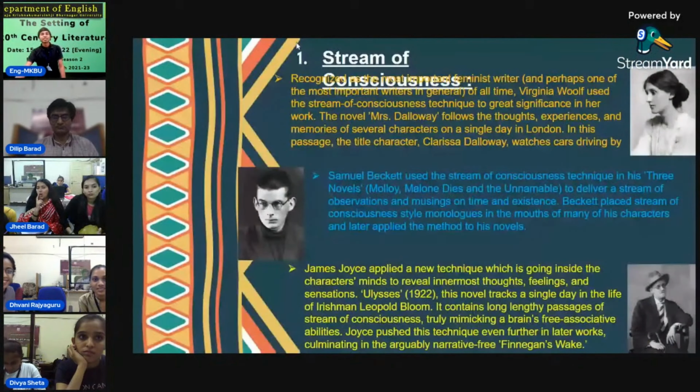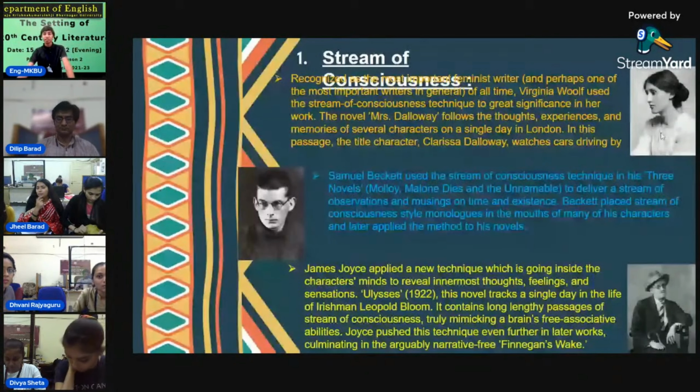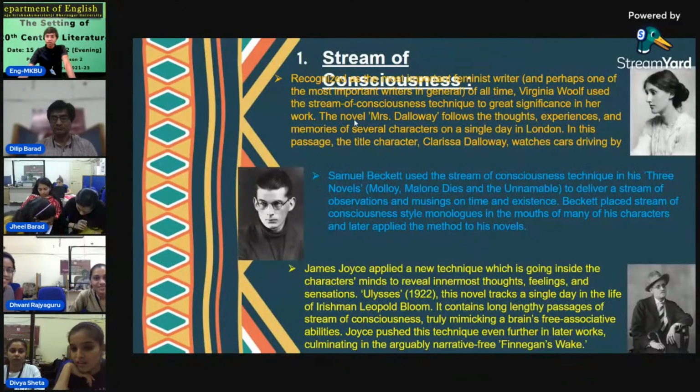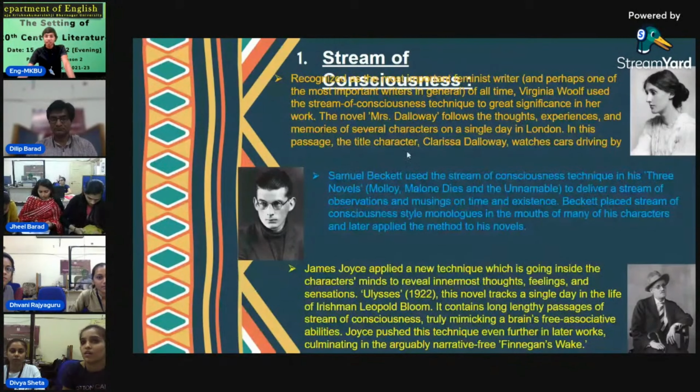Virginia Woolf, a British writer, is considered a very prominent writer in the field of stream of consciousness, and she is recognized as a feminist writer and perhaps one of the most important writers of all time. Virginia Woolf used the stream of consciousness technique to great significance in her work. The novel Mrs. Dalloway follows the thoughts, experiences, and memories of several characters on a single day in London. In this passage, the title character Clarissa Dalloway watches cars driving by. So this character thinks in a kind of stream of consciousness.